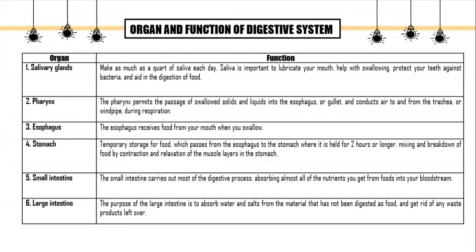Sixth is the large intestine. The purpose of the large intestine is to absorb water and salts from the material that has not been digested as food and get rid of any waste products left over. Unlike the small intestine, the large intestine produces no digestive enzymes, and its functions include the absorption of water as well as electrolytes and the elimination of feces.